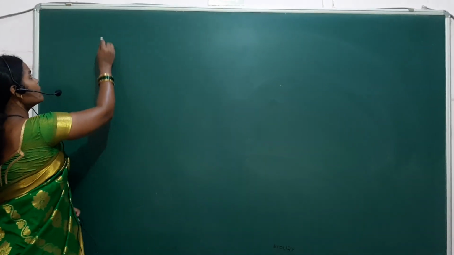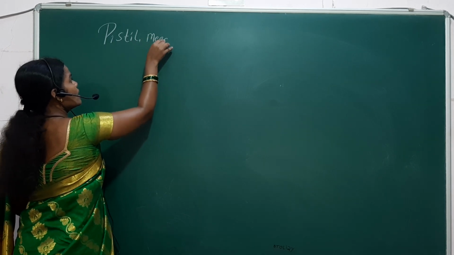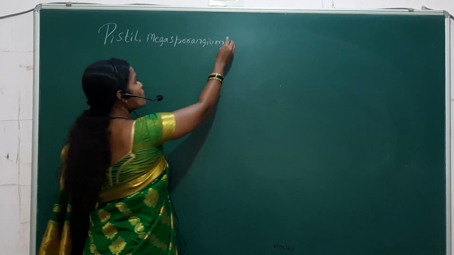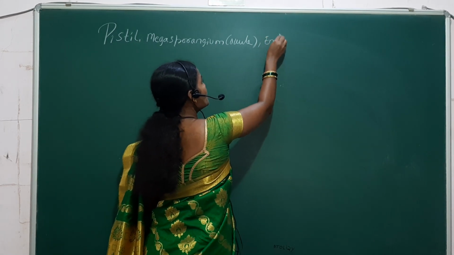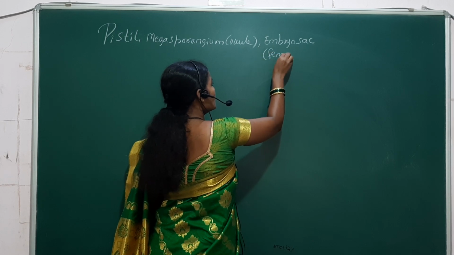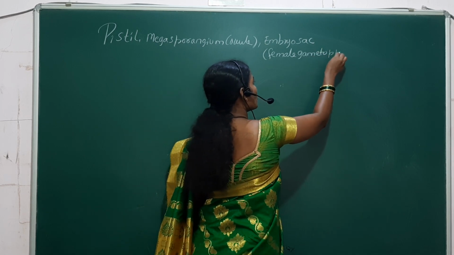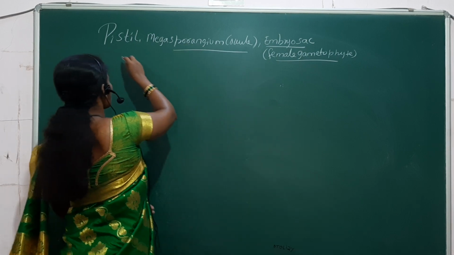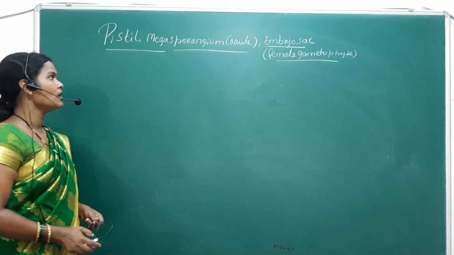So, in this class, what are we going to see? Pistil, megasporangium, which is also called the ovule, and also the embryo sac, which is also called the female gametophyte. So these concepts we are going to see now. Okay, now let us start from the pistil.